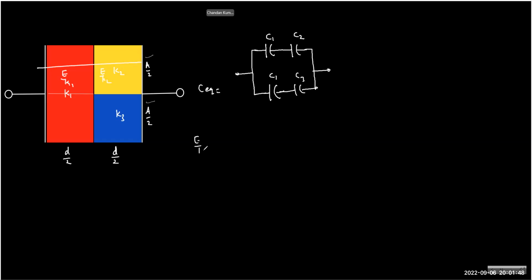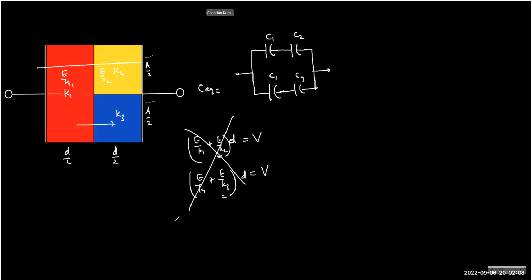E by K1 plus E by K2, into D, is V, the potential difference, right? But if you move like this, what will happen? E by K1 plus E by K3, sorry, into D equals V. Is it possible to have two values with the same answer? No, this is not possible, right? So E must change, right?